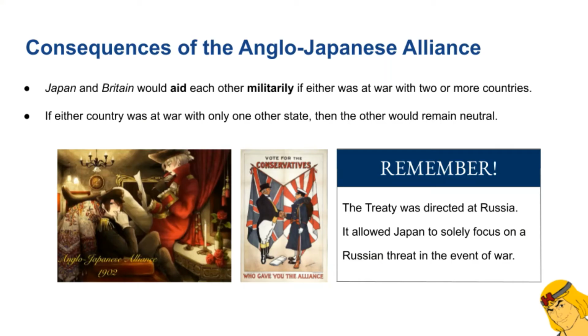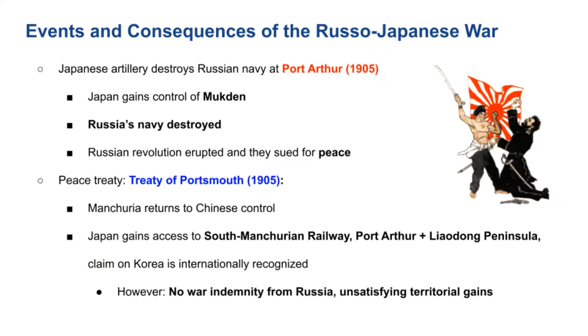Therefore, remember, the treaty was directed at Russia. It allowed Japan to solely focus on a Russian threat in the event of war. Let's look at the events and consequences of the Russo-Japanese War.